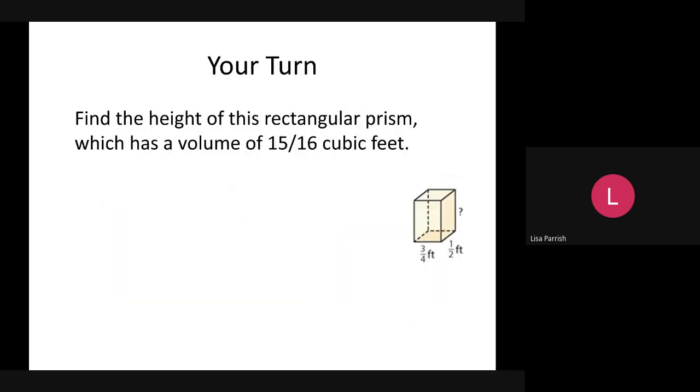So that's a couple of examples on finding a missing dimension in a volume problem. All right, so try this one on your own. I want you to pause the video, draw this example that doesn't have a lot of words, and see if you can find the missing measurement.